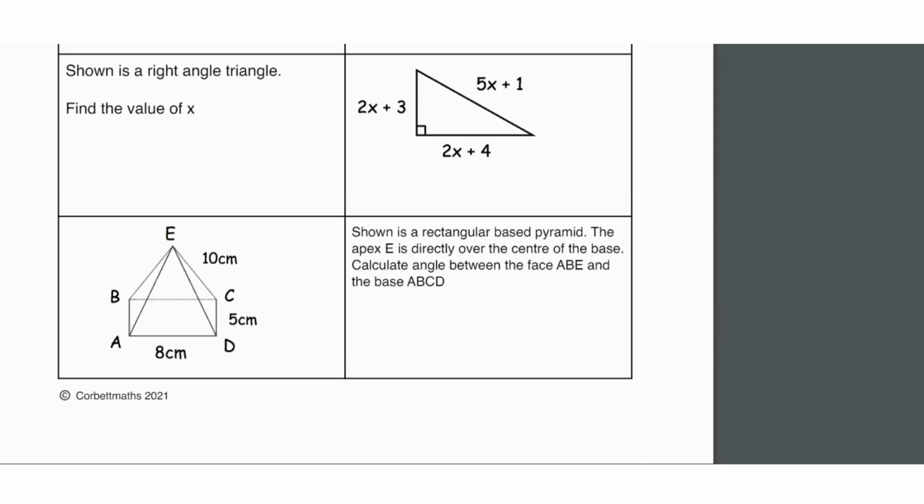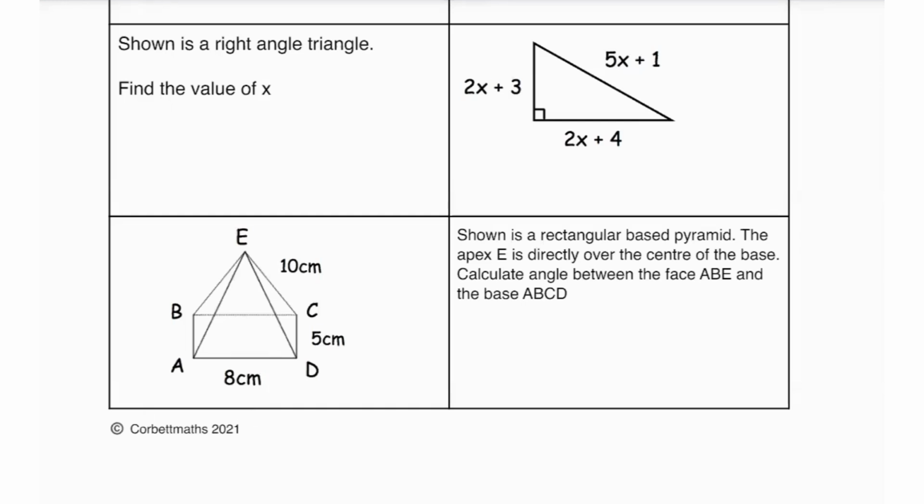Next question says that shown is a rectangular base pyramid and the apex is directly over the center of the base. Calculate the angle between the face ABE and the base ABCD. So in this question, first I'm going to find the length of AC. Why? Because it says that apex is directly over the center of the base. So if it's directly over the center of the base, this is one right angle triangle that we have. And this is another right angle triangle that we have. So if I have the length of AC, I can divide that by 2. So let's begin with that.